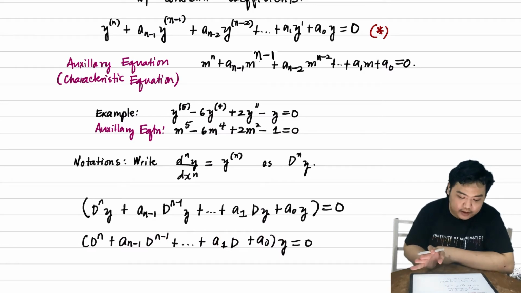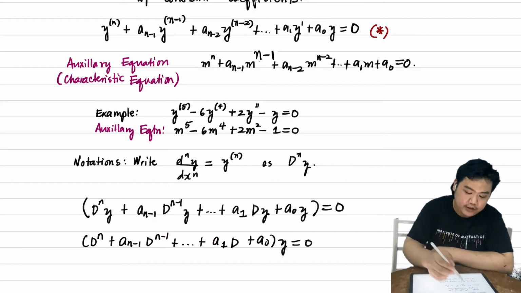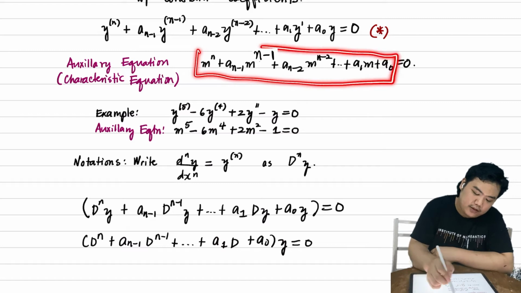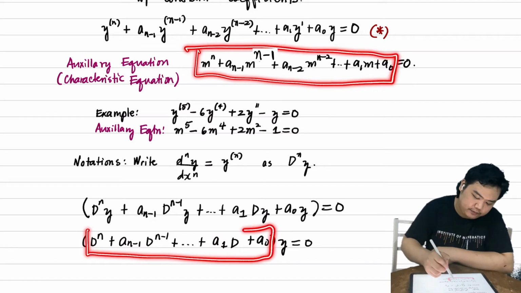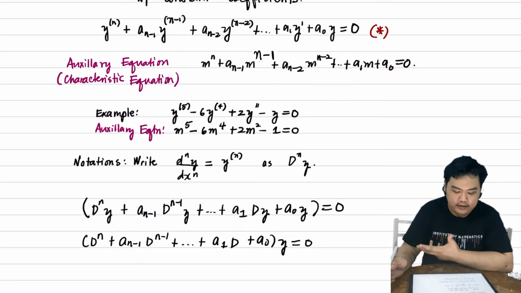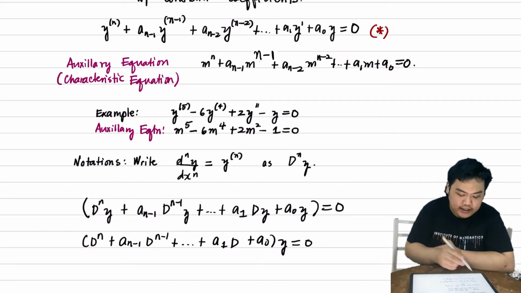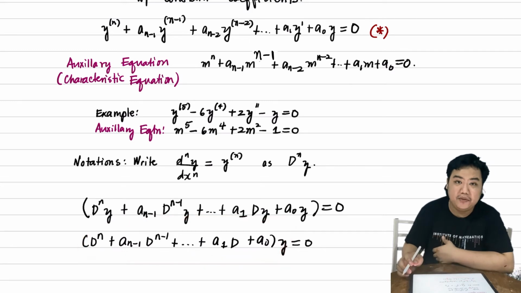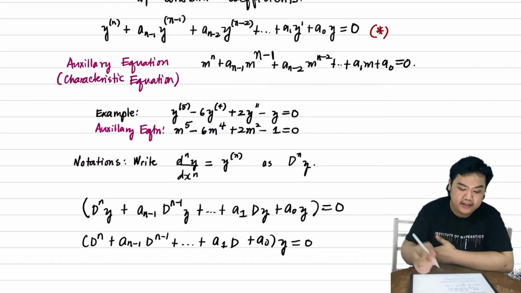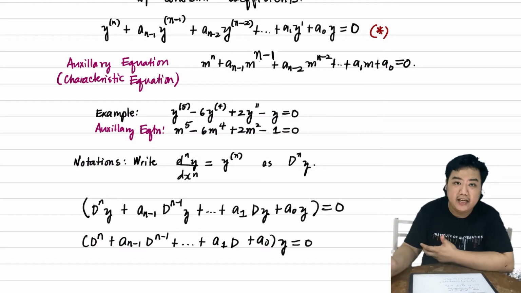But more importantly, kung makikita ninyo, anong connect nitong dalawang to? Ang connect nilang dalawa ay yung auxiliary equation na sisilip mo na agad from here. So, you just replace D by m, then you get, and equate it to 0, you get the auxiliary equation.